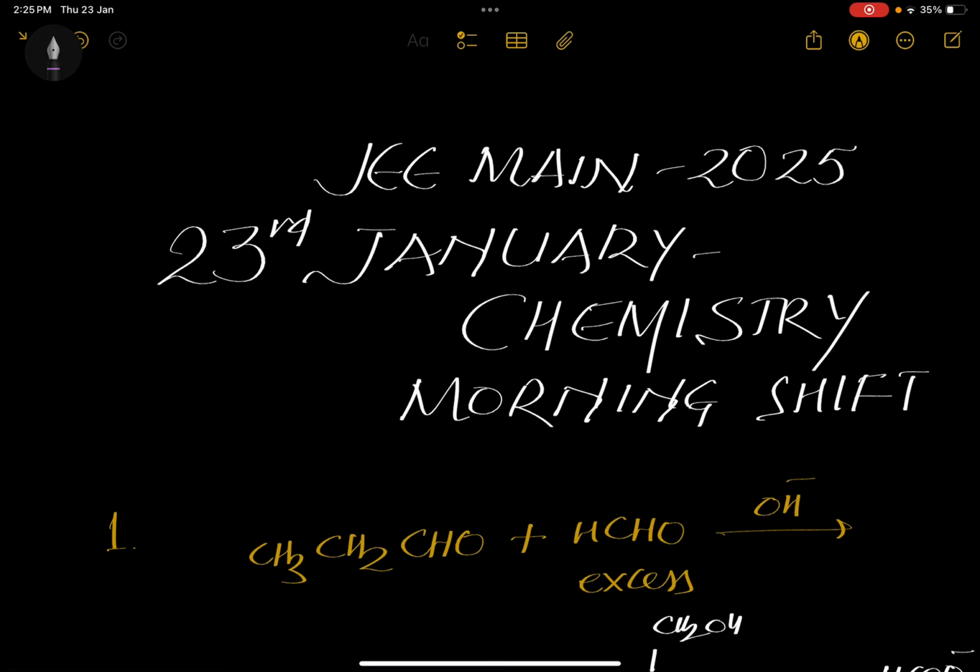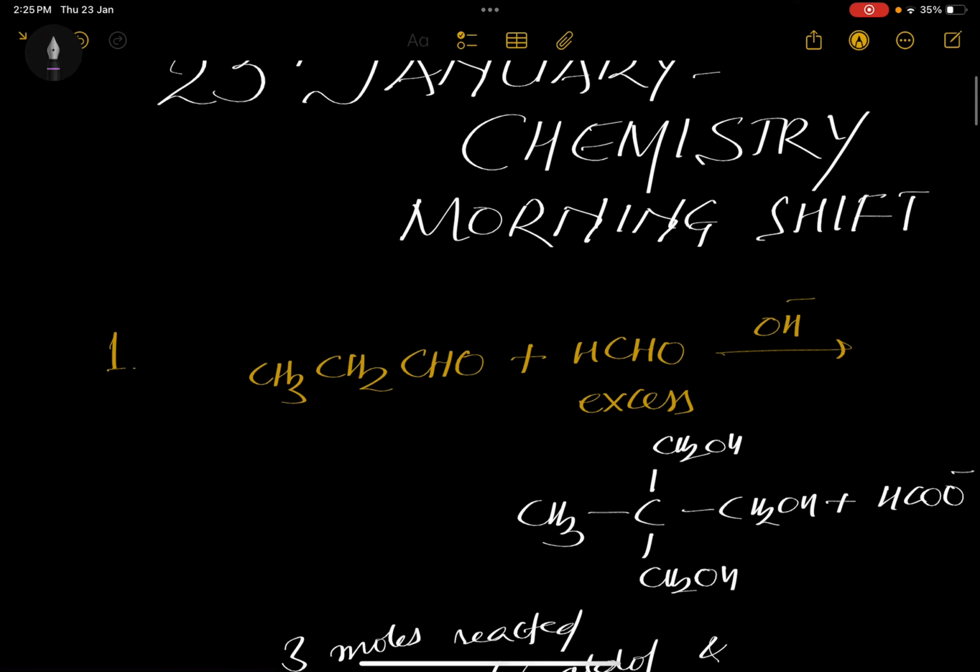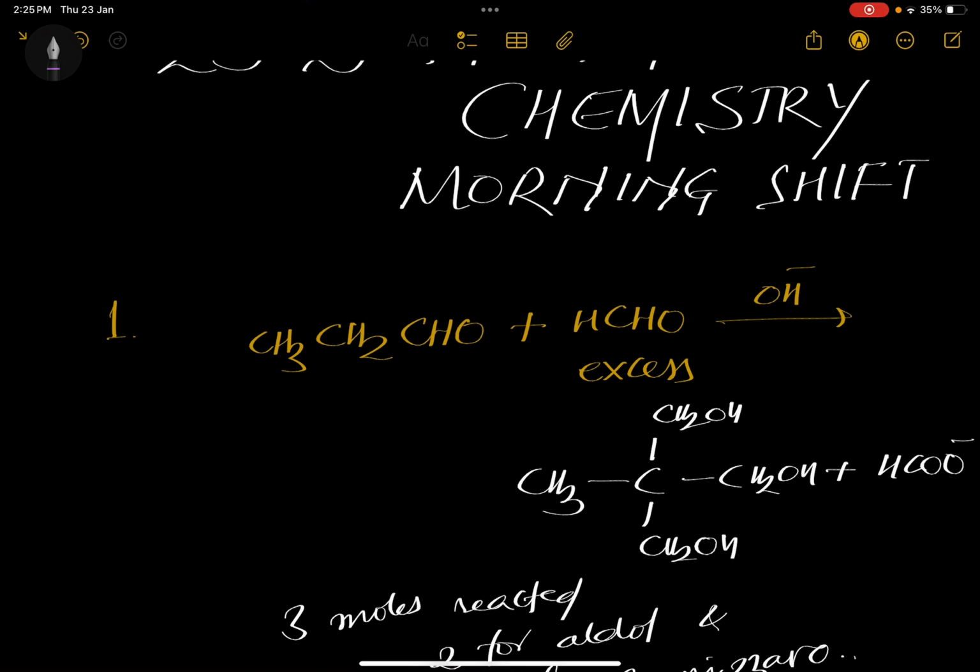JEE Main 2025, 23rd January chemistry morning shift. First question. This is propanol. Here 2 alpha hydrogens are there, and it is formaldehyde with OH minus. So 2 alpha hydrogens means 2 times it can undergo aldol condensation. So both places CH2OH is coming.